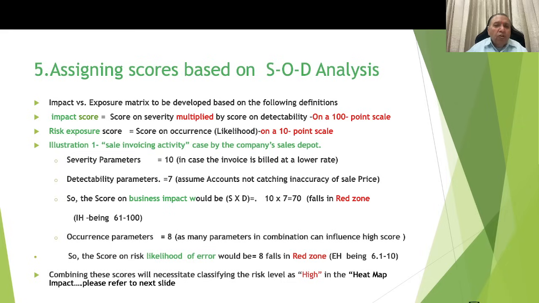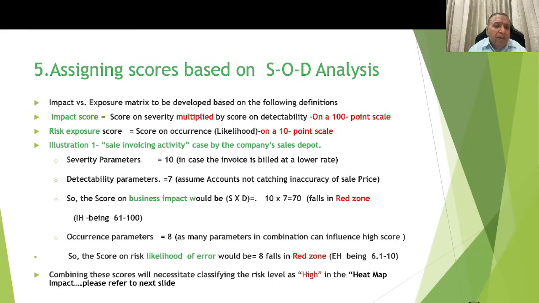Now, assigning scores based on the SOD analysis. Here one is proposing the concept of impact score, which is the score on severity multiplied by the score on detectability, on a 100-point scale. That means 10 into 10. Risk exposure score is the score on the occurrence, the likelihood of the defect or the error, on a 10-point scale.